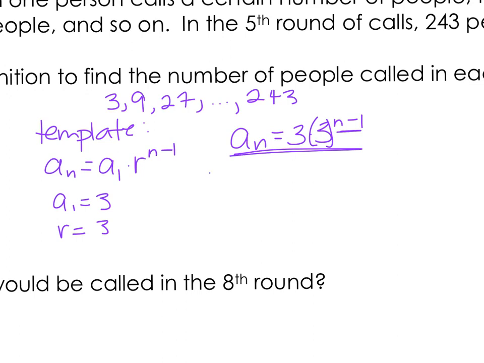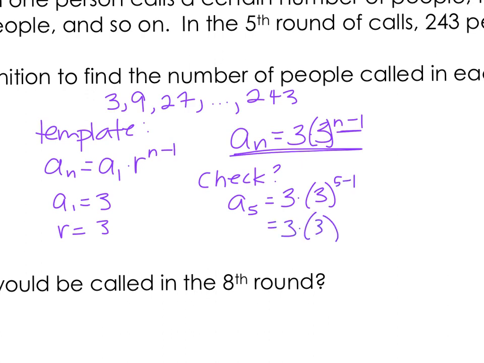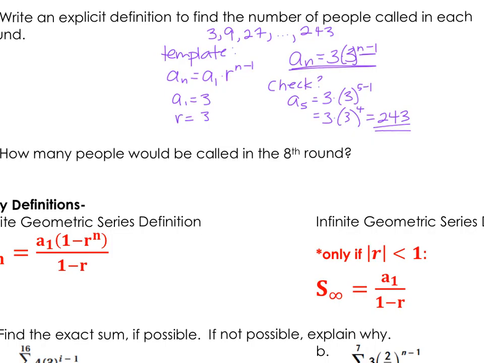So let's go ahead and check this. Would it be true for that 5th round, A sub 5? If we plug in 5 for n on the right-hand side, 5 minus 1 is 4. 3 to the 4th power is 81. And 81 times 3 would be, in fact, 243. That's how many people were called in the 5th round.